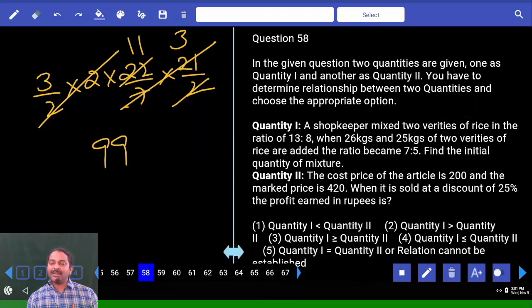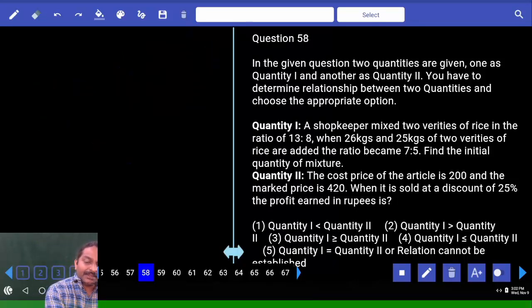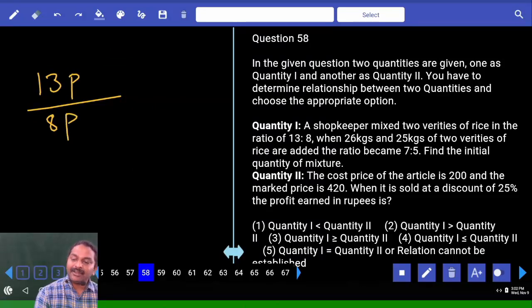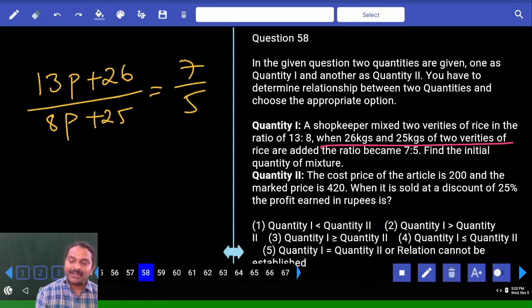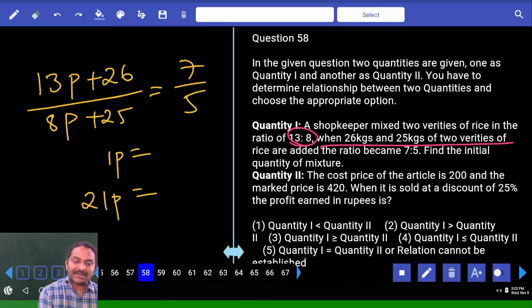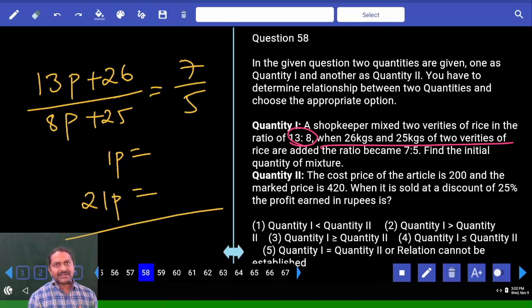A shopkeeper mixed 2 varieties of rice in the ratio 13:8. When 26 kgs and 25 kgs of the 2 varieties of rice are added, the ratio becomes 7:5. Find the initial quantity of mixture. First variety 13 parts, second variety 8 parts. How many parts do we have? 21. When you solve this, can you get 1 part value? After that you need to get 21 parts. Can you solve this question? Simplification, right? Next, Q2.